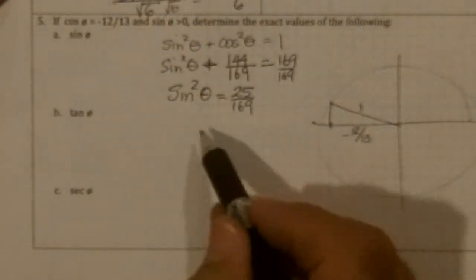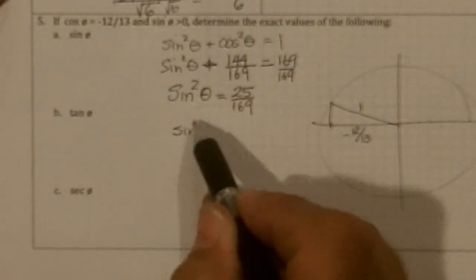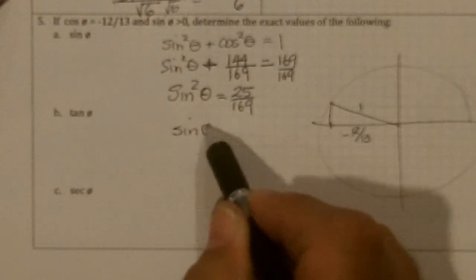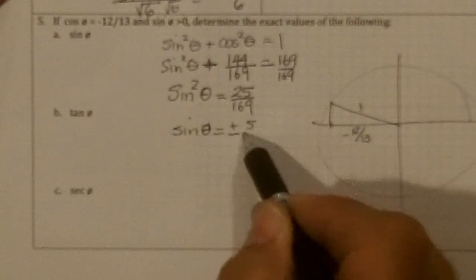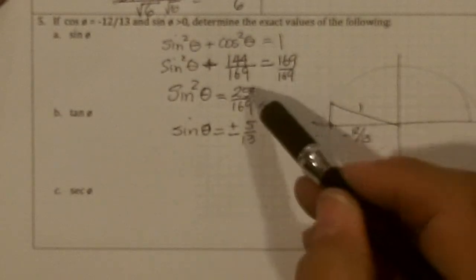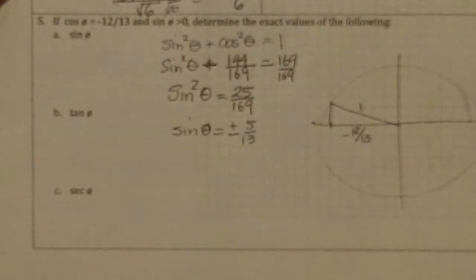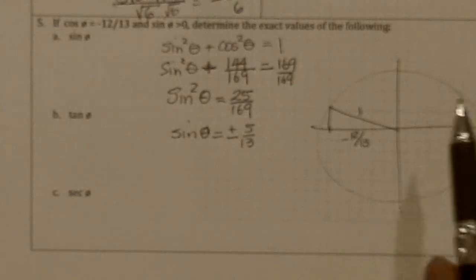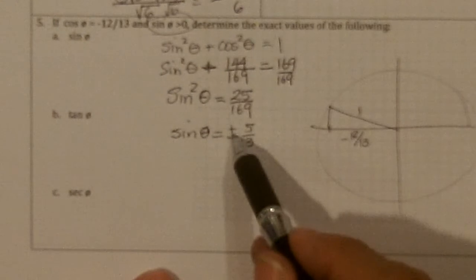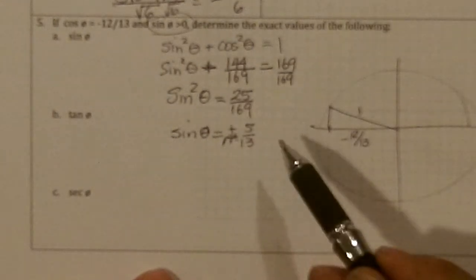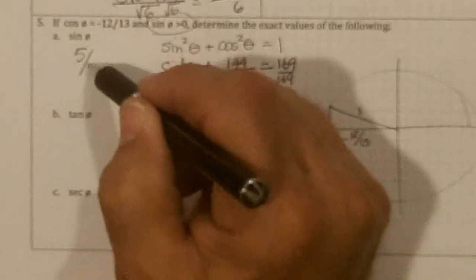Take the square root of both sides, and the sine can be either plus or minus 5 over 13, because the square root of 25 is 5 and the square root of 169 is 13. But we said that the sine has to be greater than 0, so we're throwing out the negative answer. And so the sine of the angle is 5/13.